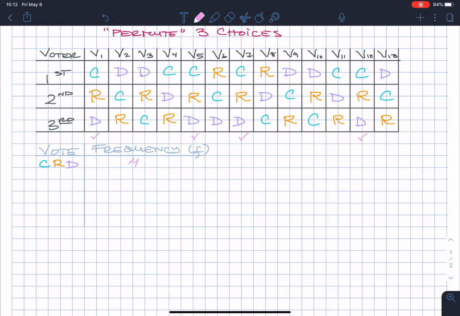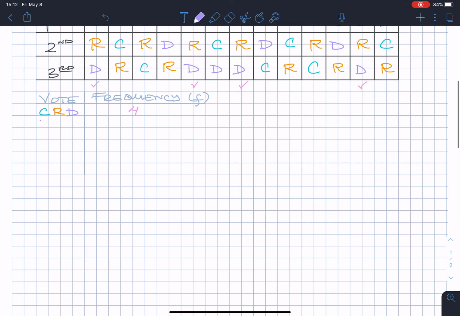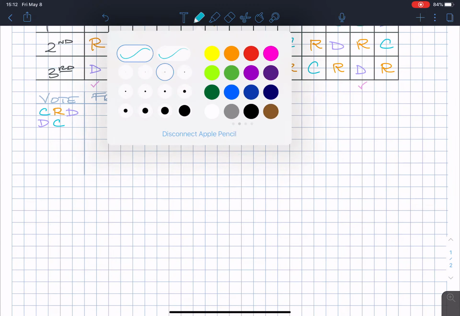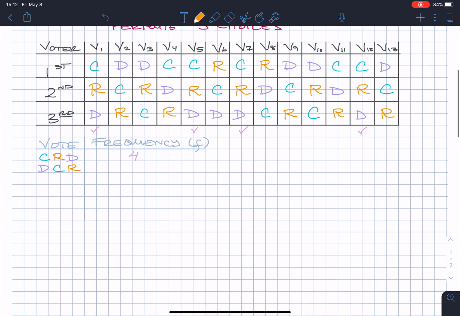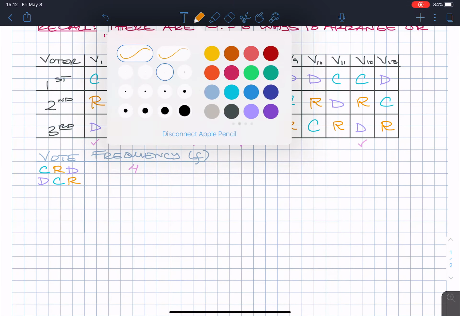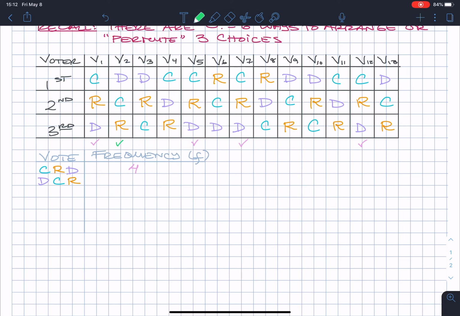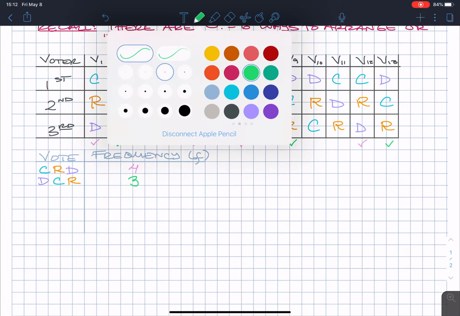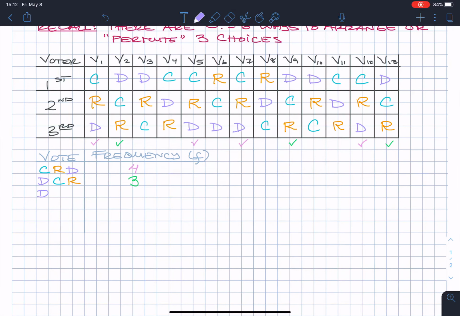Now the next one will be dogs, cats, rabbits. Let's do that in green. So that's the second vote. Dogs, cats, rabbits: it looks like voter 2 and voter 9 and voter 13. So there's 3 of those. Now let's do dogs, rabbits, cats.